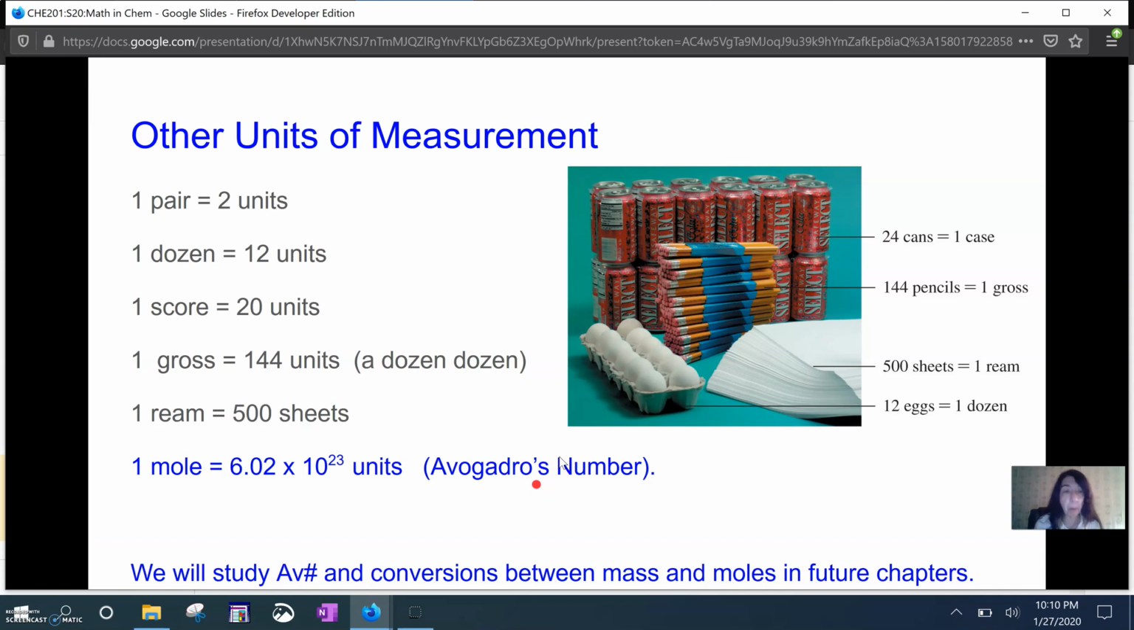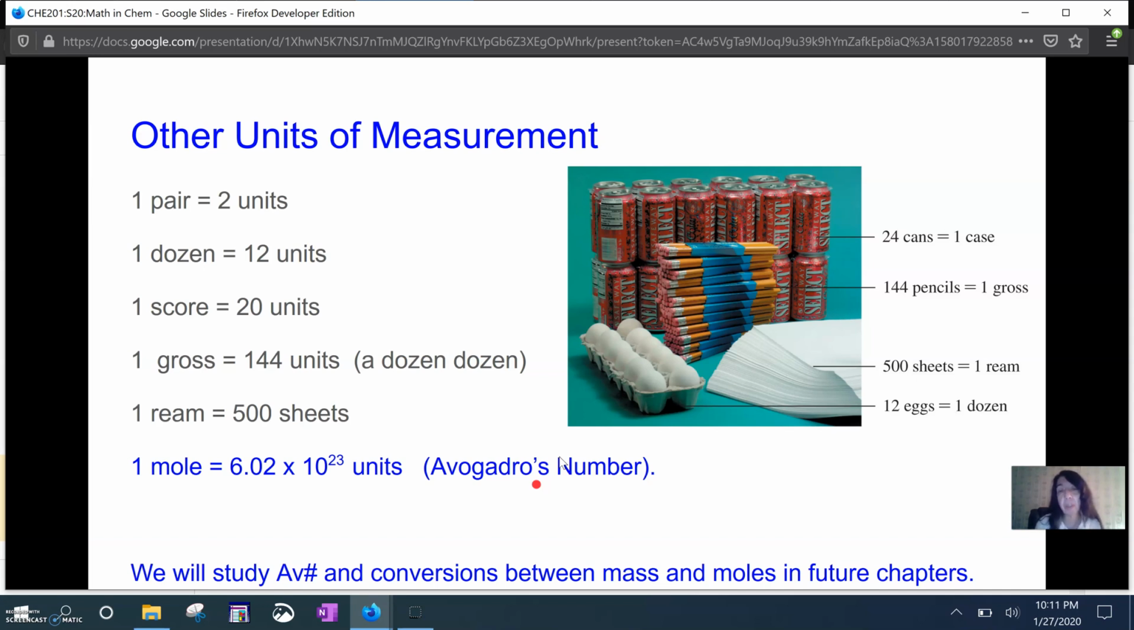There are a number of other different units that we can use as conversion factors as well. You remember that a pair is 2, a dozen is 12, all these other different numbers, and we'll be doing the mole, which is 6.02 times 10 to the 23rd units, and we'll understand how we can use that as a conversion factor. We will use that to convert between mass and moles in future chapters.